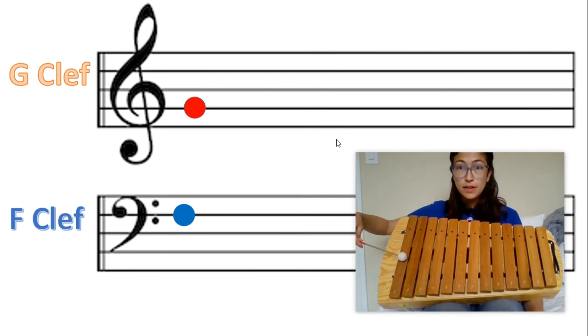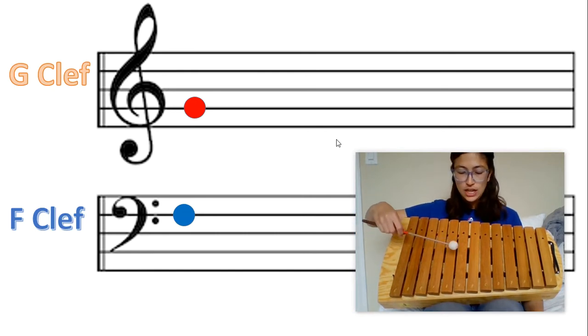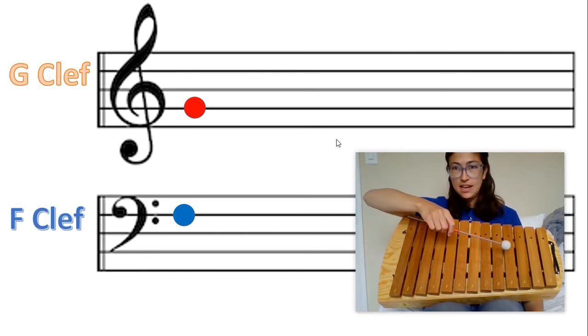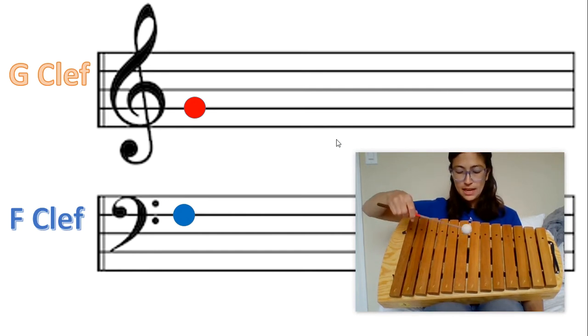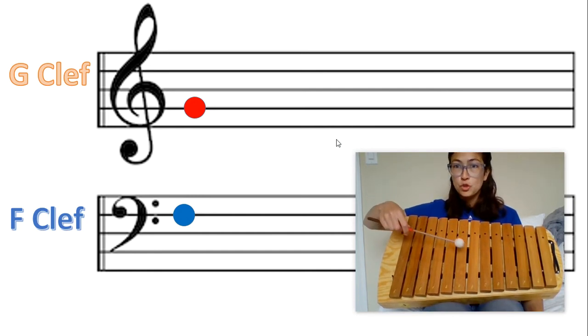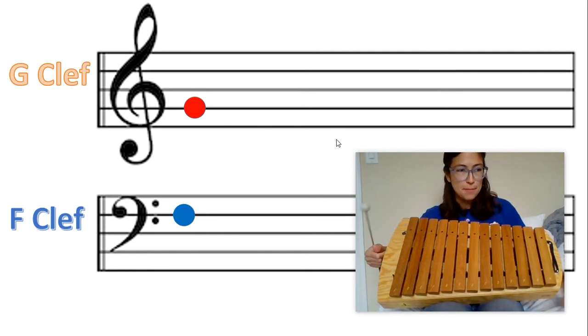We could talk about moving by skips, right? C, E, G, B, D, all the way up, or steps: D, C, B, A. So to be able to move up and down the scale in skips and steps.